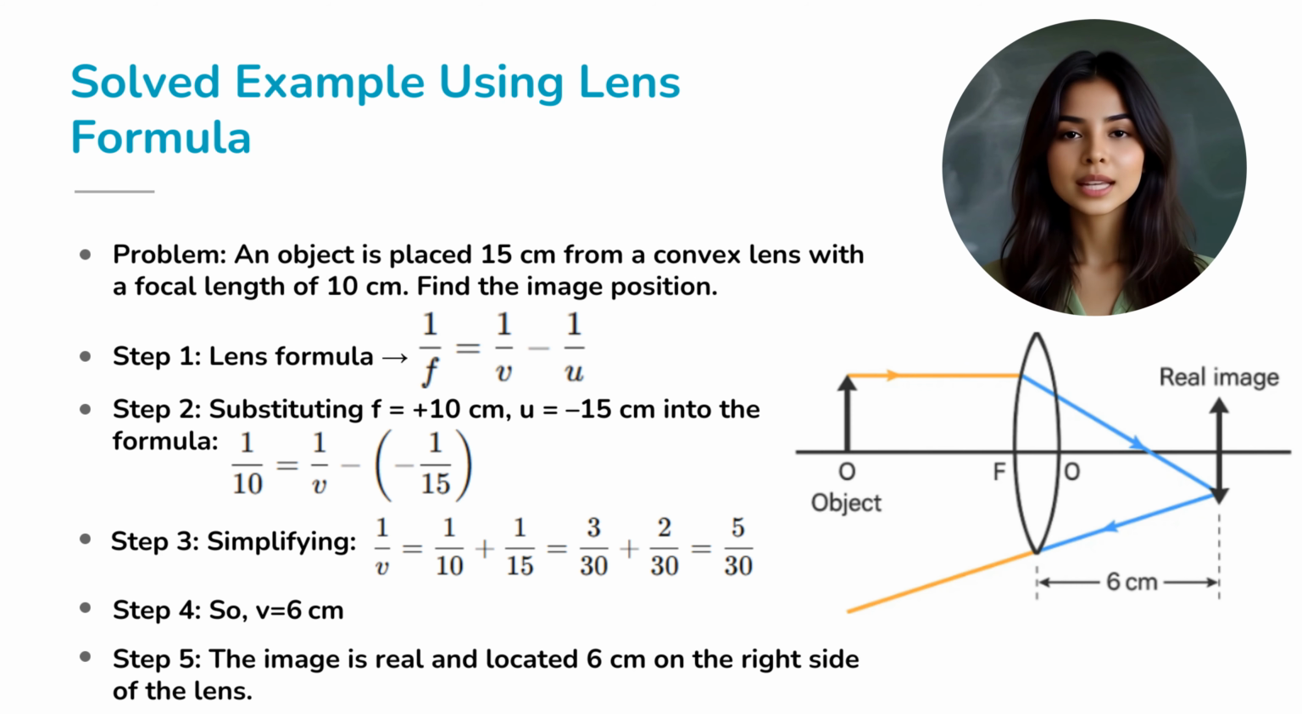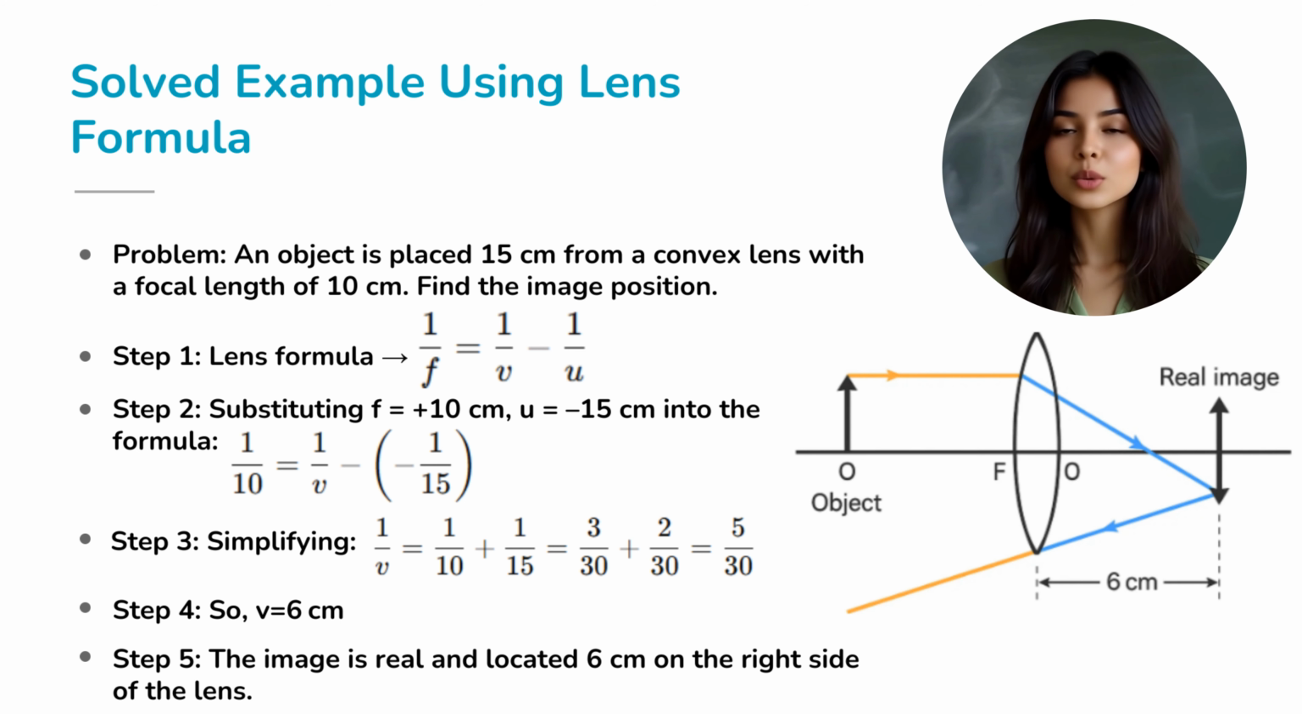Alright students, let's put the lens formula into action with a real example. Imagine we place an object 15 cm in front of a convex lens whose focal length is 10 cm. The big question is, where will the image form? Step 1 is recalling the lens formula, 1 divided by f equals 1 divided by v minus 1 divided by u.